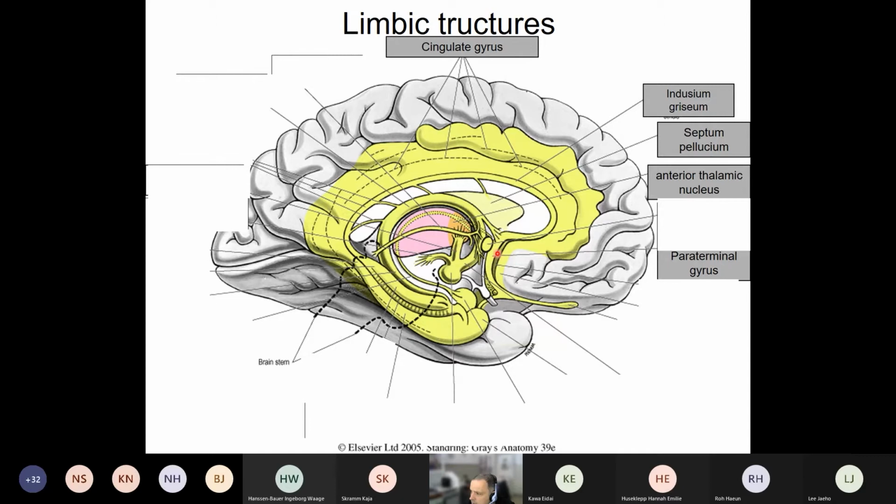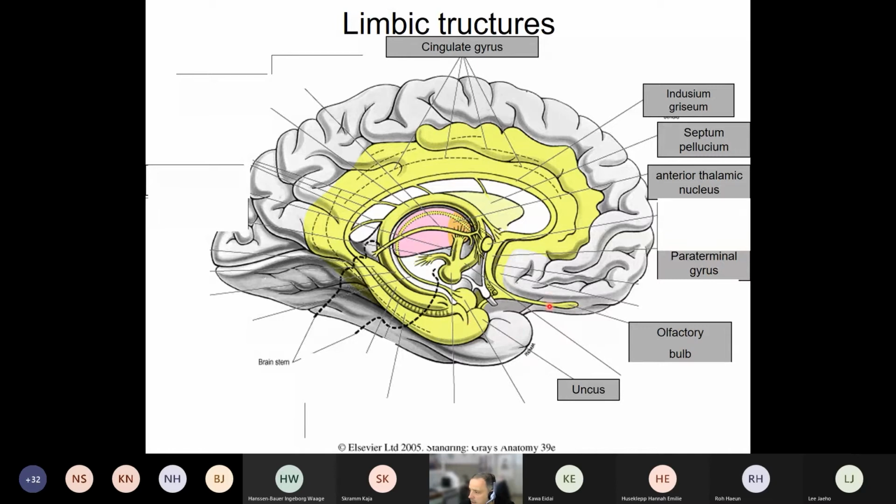Then also, if we go down inferior to the genu of the corpus callosum, and in front of the lamina terminalis of the third ventricle, there is a tiny gyrus that is called the paraterminal gyrus, and this is the so-called subcallosal area. In front of it, this is also part of the limbic system. Also, a gray matter area is here next to the parahippocampal gyrus, which is the uncus of the parahippocampal gyrus.